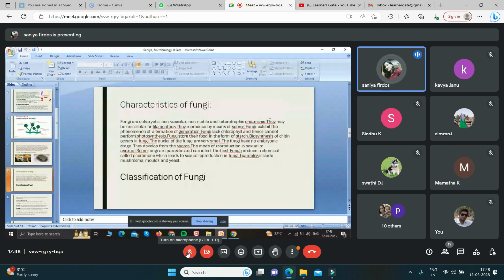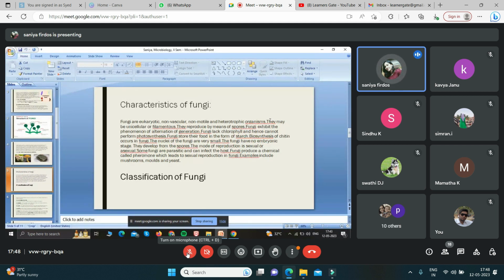So fungi store their food in the form of starch. The biosynthesis of chitin occurs in fungi. The nuclei of the fungi are very small actually. The fungi have no embryonic stage. They develop from spores. The mode of reproduction is sexual or asexual. Some of the fungi are parasitic, that is, living on plants. They actually survive on their host.